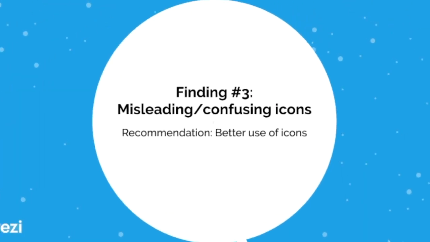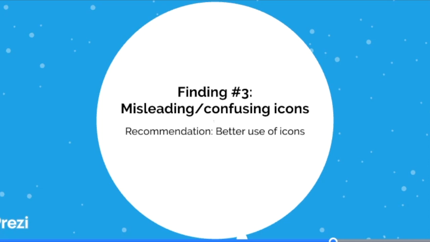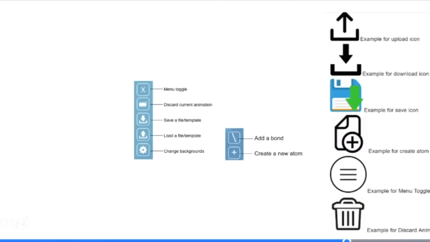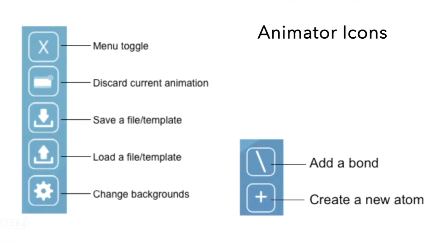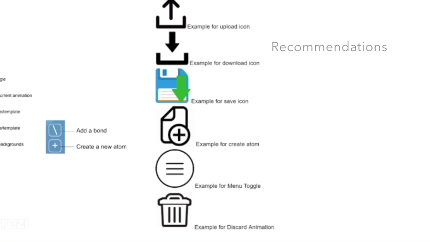Users were confused about the functionality attached to several icons during testing. The icon to load a template resembles an upload icon in other apps, whereas in general, the imagery of the upload and download functions for the current version is non-traditional and unclear. Discard current animation has a similar icon to adding to the animation, which can be confusing. Our users thought the plus sign means make the screen bigger.